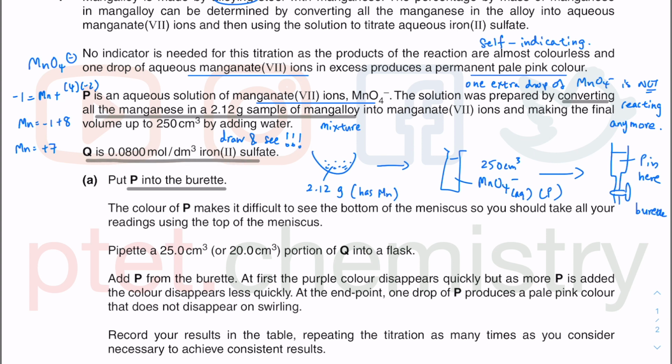So this Q is the iron(II) sulfate, and where does Q go into? Q is here. It contains iron 2+, and you're going to oxidize the iron 2+ to iron 3+ until there is no more iron 2+ remaining. Everything is iron 3+, then one extra drop of this purple colored MnO4- is going to remain a permanent pale pink there.